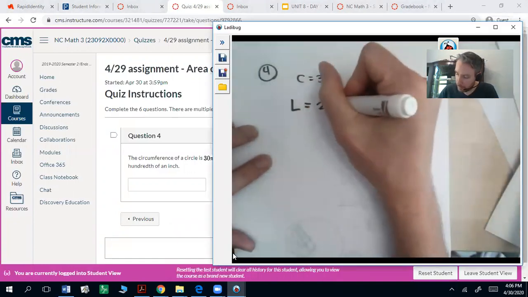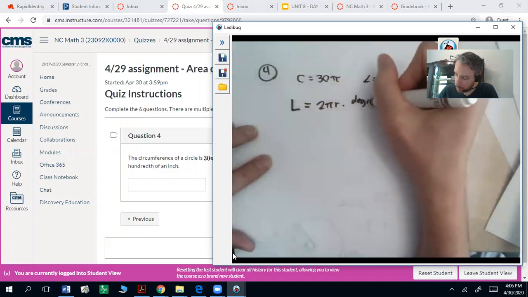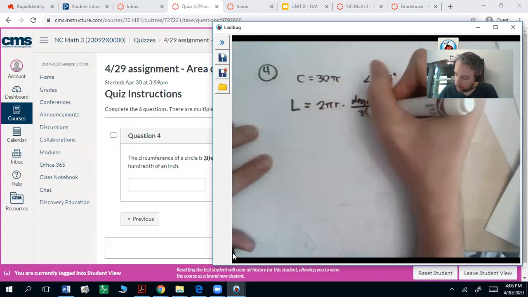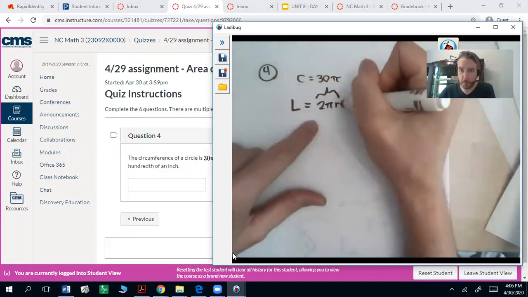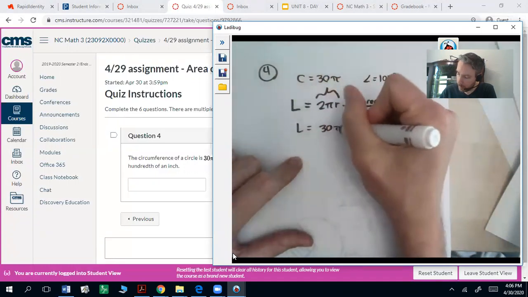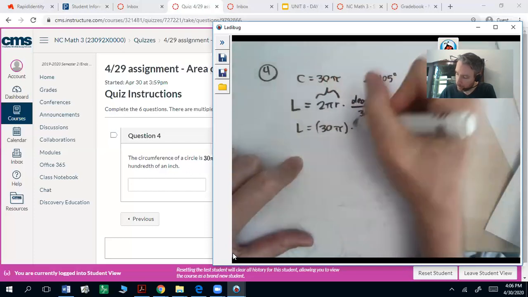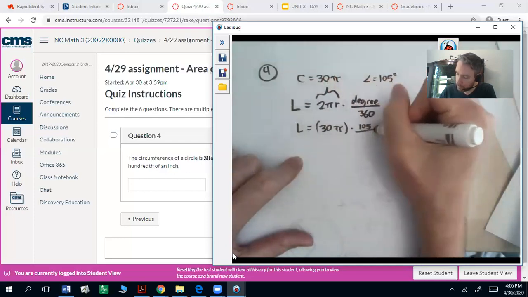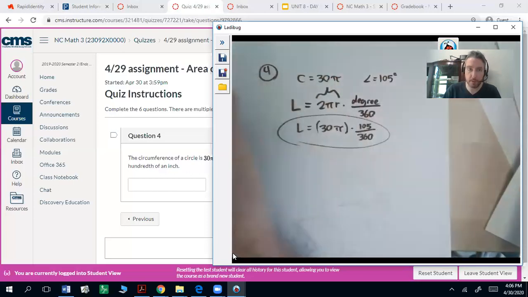Length is circumference, 2 pi r times degree divided by 360. Circumference is equal to 2 pi r. So we don't have to solve for r. We just have to plug 30 pi in for 2 pi r. The degree is 105. And plug that into the calculator and you'll have your answer.